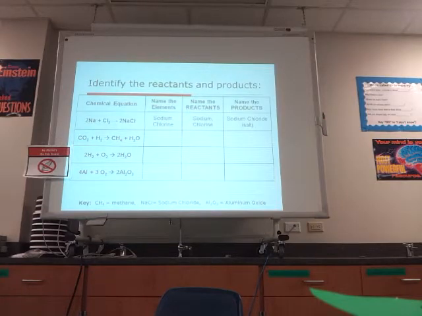This is just some independent practice. We will get plenty of practice with naming the elements, reactants, and products in class, so don't worry about this.